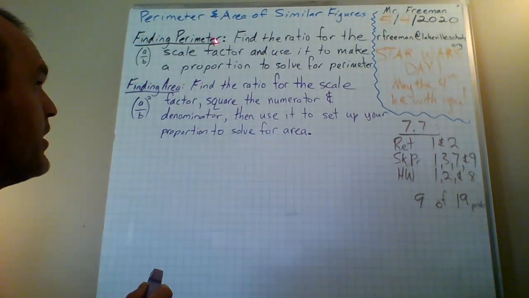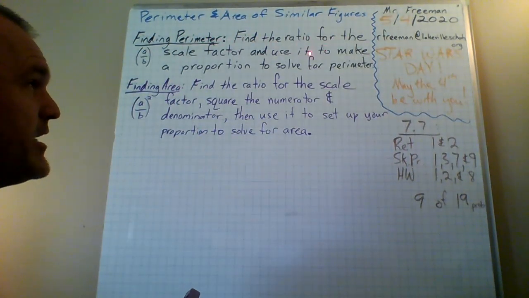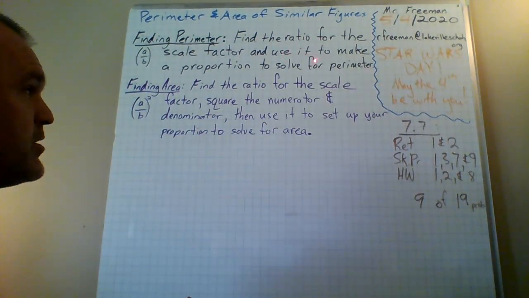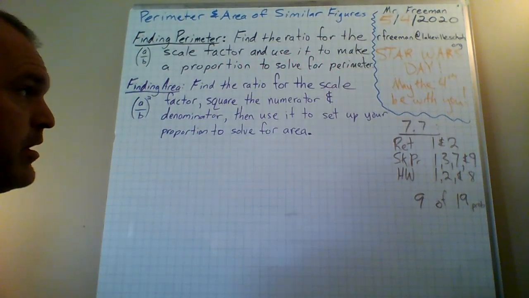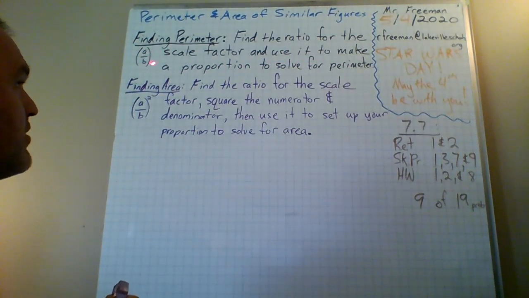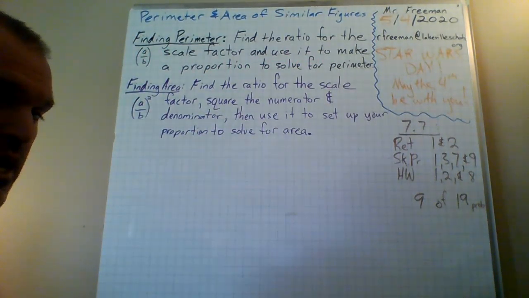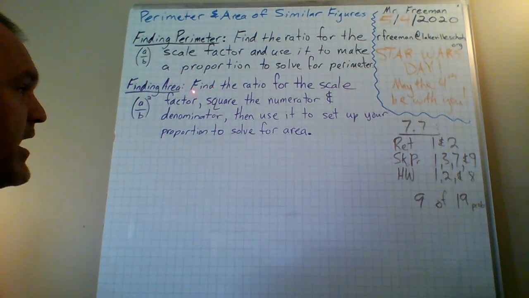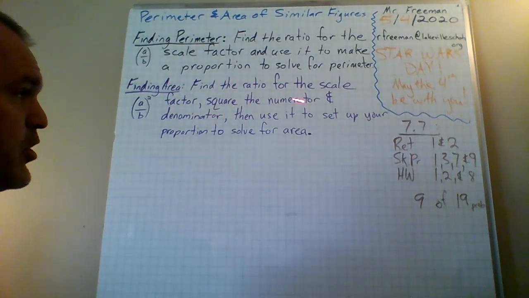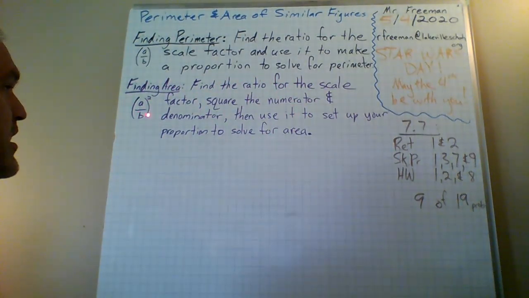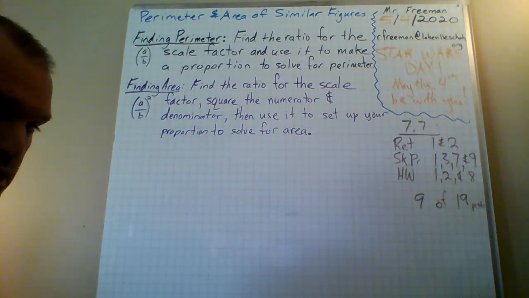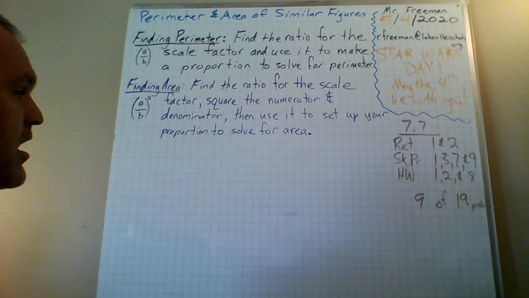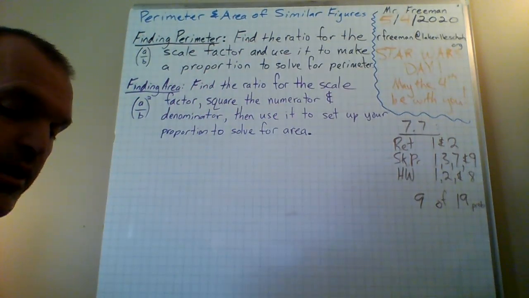Notice how finding perimeter says find the ratio for the scale factor and use it to make a proportion to solve perimeter. That just means you're going to get a scale factor that looks something like that, and you're going to use it to solve a proportion. Finding area means you find that ratio for the scale factor, and then you're going to have to square the numerator and denominator. So we get the a and the b, and then we have to square them both before we can set up our proportion. Notice both of those talk about proportions. That's all we are doing.